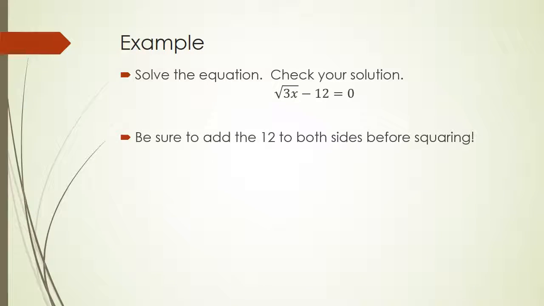All right, first thing we want to do is add the 12 to both sides. In other words, we want to isolate the radical. So get the 12 away from it. Then what we're going to do is square both sides. That eliminates the square root on the left, and 12 squared is 144. We then divide by 3, and we get 48 for our answer.